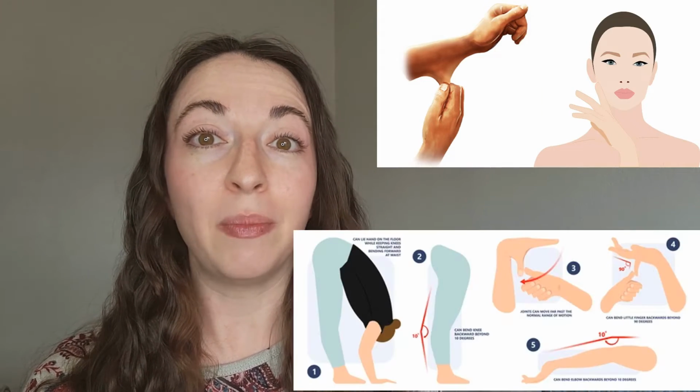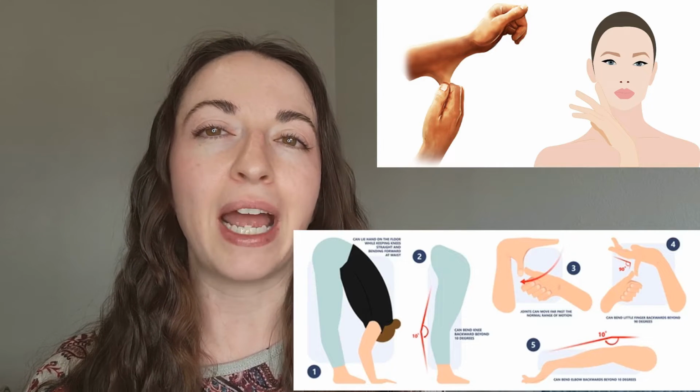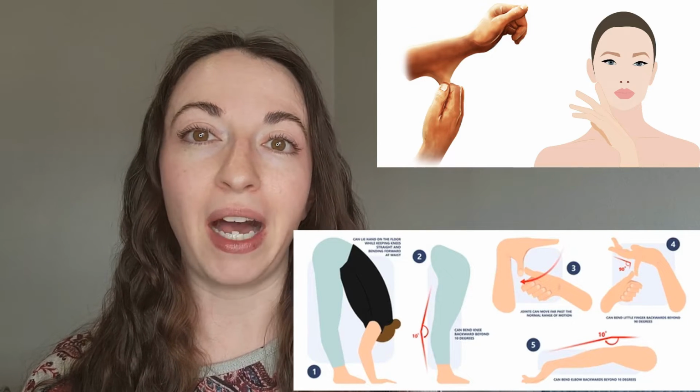So what exactly is classical-like Ehlers-Danlos Syndrome? Classical-like EDS is a rare genetic connective tissue disorder characterized by severe skin hyperextensibility, which is very stretchy skin, velvety skin texture, generalized joint hypermobility, which are joints that move past a normal range of motion, also known as being double jointed throughout the entire body, and easy bruising.